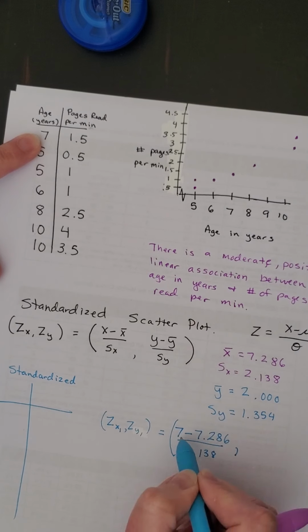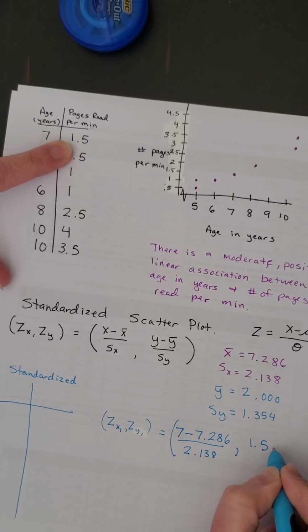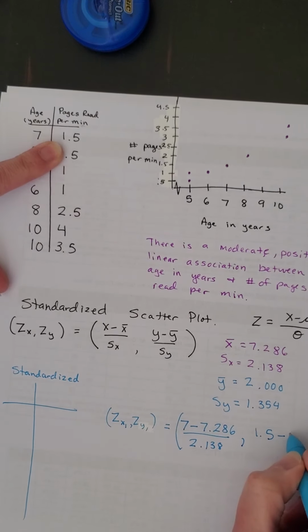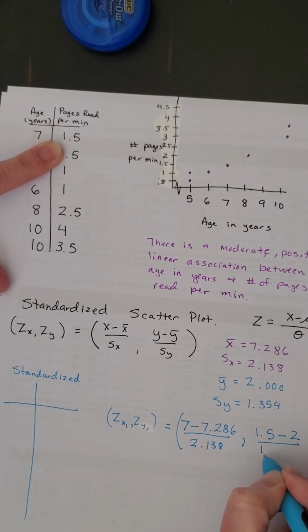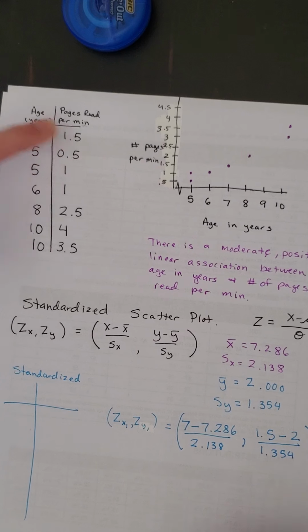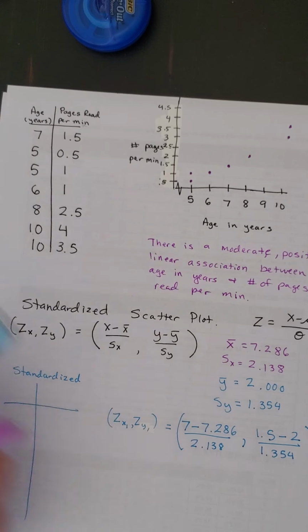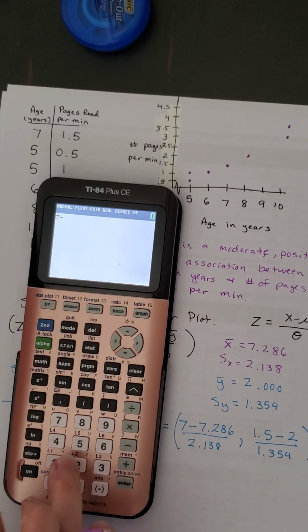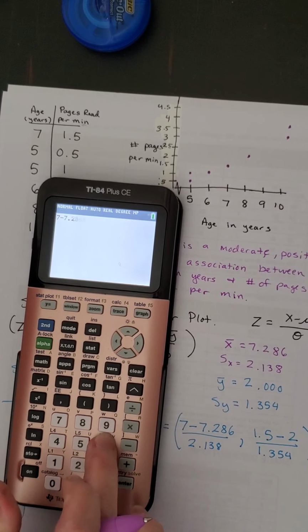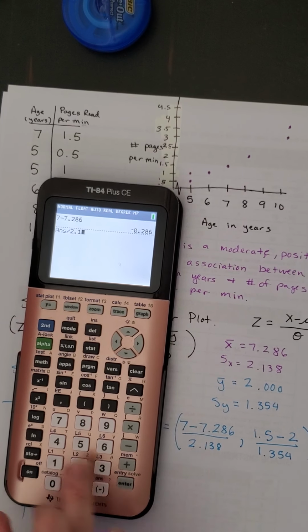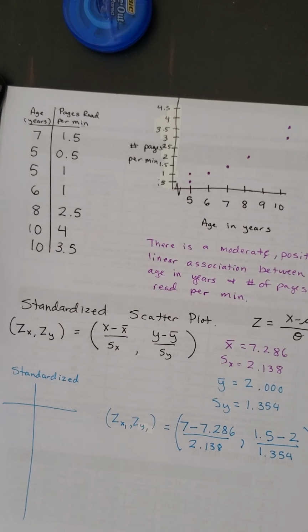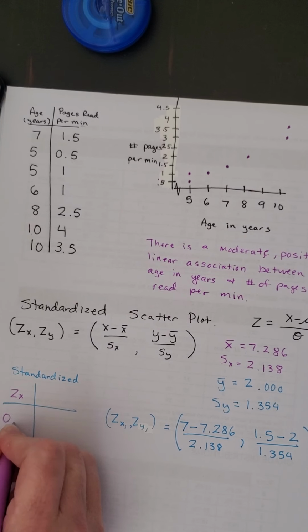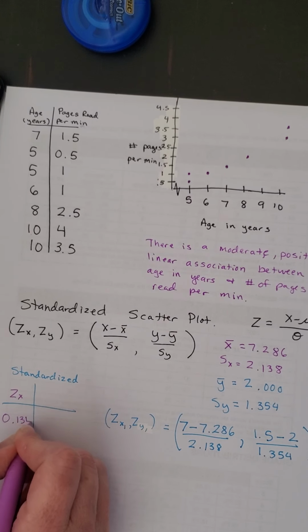So y for 7, right, was 1.5 minus its mean, which is 2, over the standard deviation, which is 1.354. So what I'd like you to do is go ahead and standardize every single value. So I'm going to use my calculator. So 7 minus 7.286 divided by 2.138 is negative, so z sub x is negative 0.134.